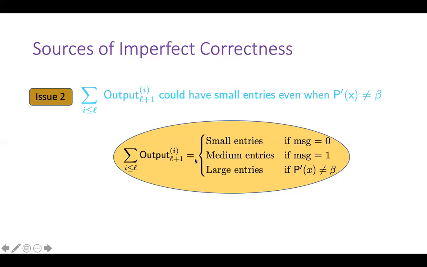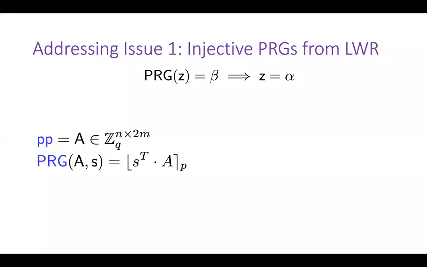And now let's solve both issues one by one. The first issue is that there is a mismatch between the required correctness property and what is given by the prior construction. This can be solved if we use injective PRGs in the construction. If you use injective PRGs, then beta has only a single inverse for the PRG function and our problem is solved. But the prior constructions of PRG from lattices were not injective. We solve this issue by giving two constructions of injective PRGs. The first one is from the learning with rounding assumption, and the second one is from the learning parity with noise assumption.